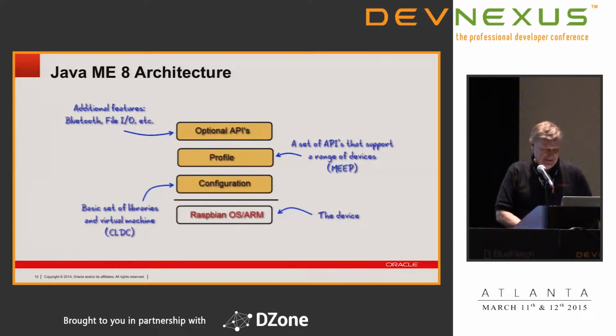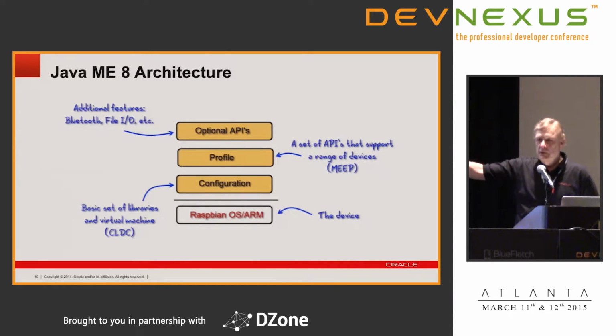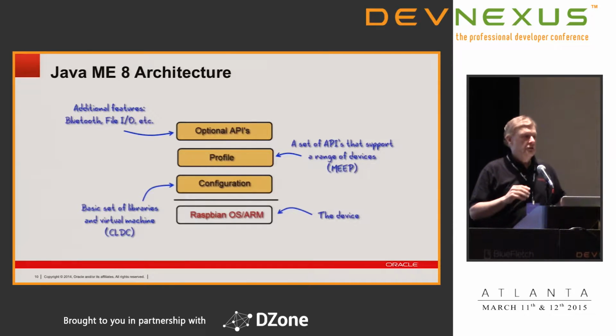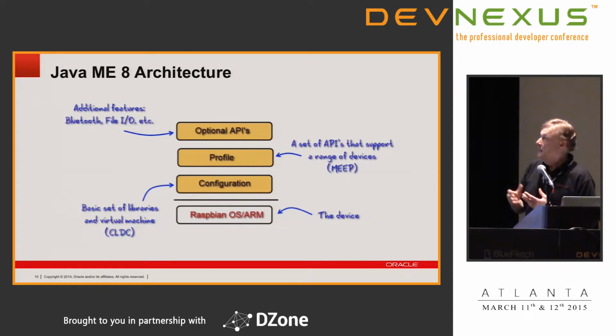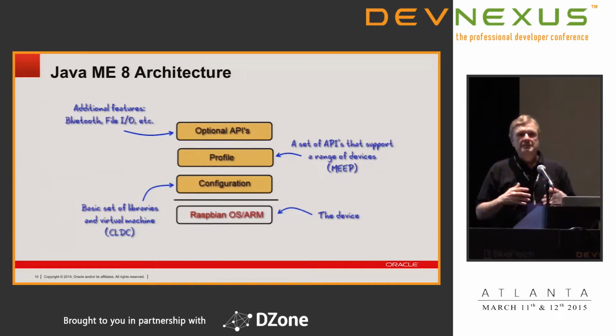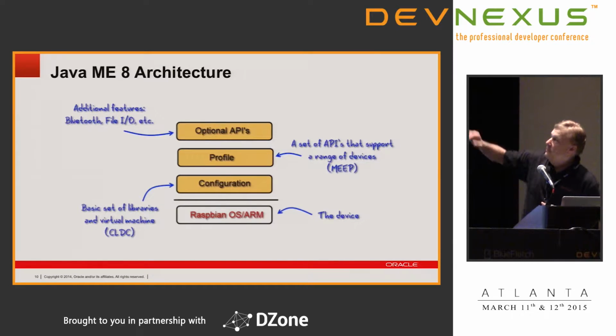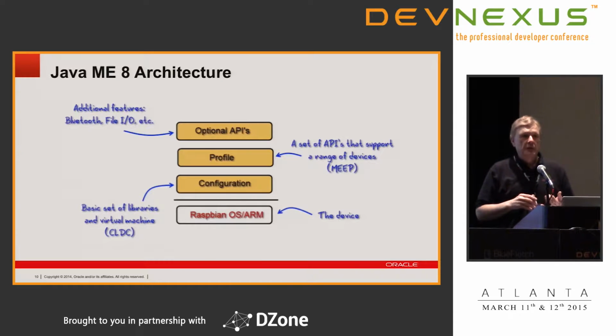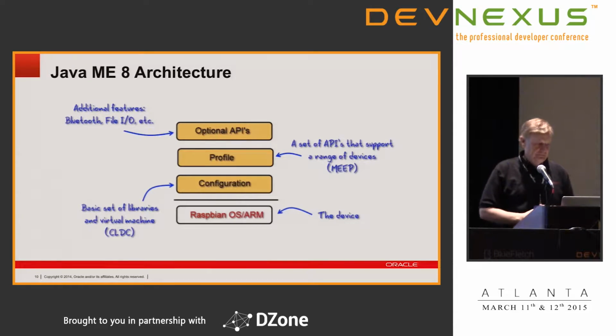I'm just having fun. So on top of the Raspbian, we've got a basic set of libraries that implement something called CLDC, Connected Limited Device Configuration, and that has a basic set of libraries and the Java Virtual Machine in it. And then we have a set of APIs that support a wide range of devices. They're called MEEP, the ME Embedded Profile, which talks to different kinds of devices via different kinds of protocols. And then we have some optional APIs, for example, if you want to do file I/O or Bluetooth or whatever.